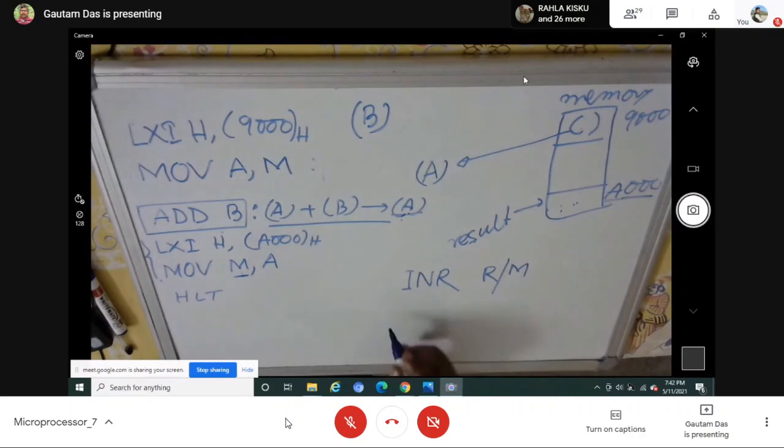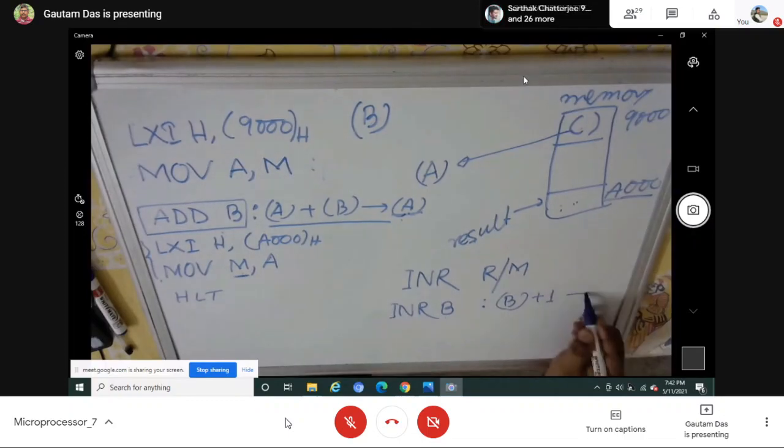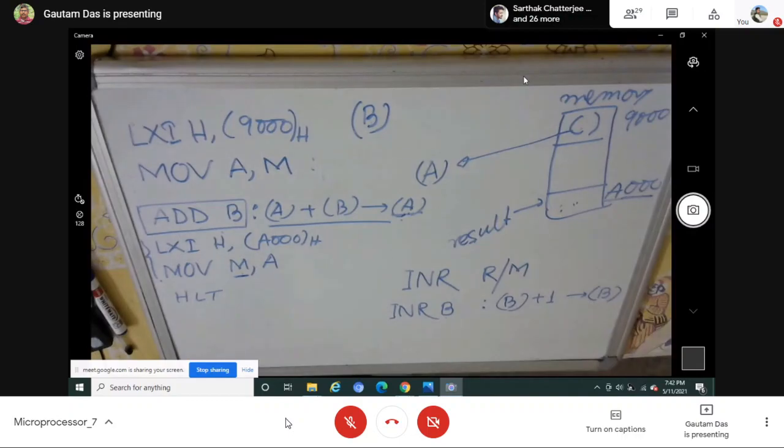In specific, if I write INR B, what does it mean? It means you want to increment the content of B by 1. So what operation will be performed? B will be incremented by 1. That means B plus 1 will be performed and it will be stored at B. That is the function.